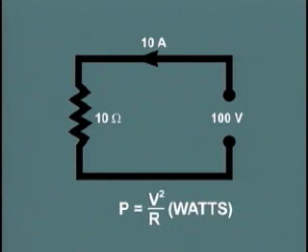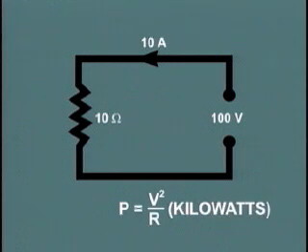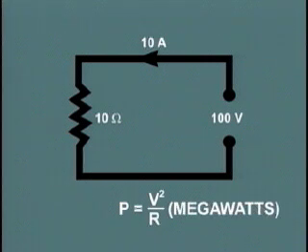Often, because of the large numbers involved, it is given in kilowatts, where each kilowatt is equal to 1,000 watts. Where larger numbers yet are utilized, such as in power systems, the unit most frequently used is the megawatt, which is equal to 1,000,000 watts.